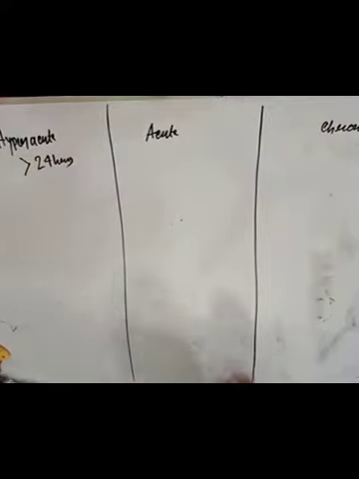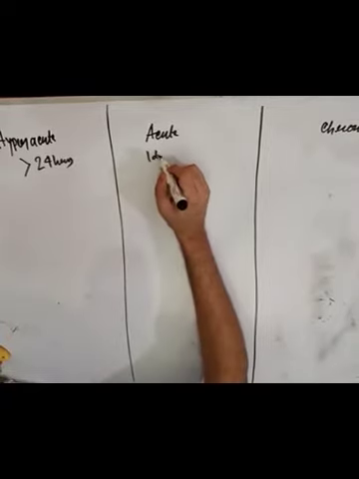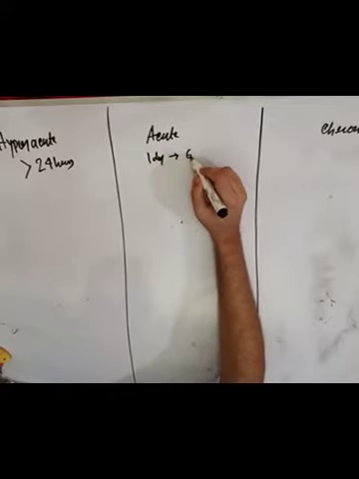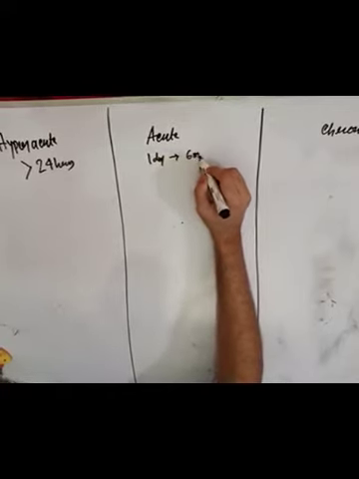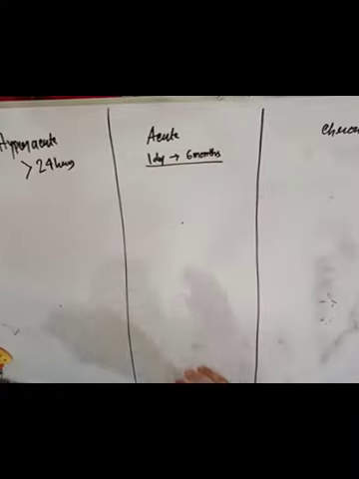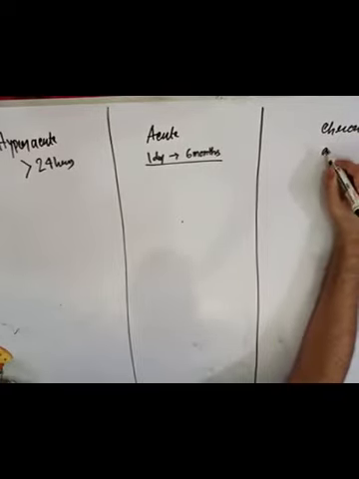The acute rejection takes place after the first 24 hours, 1 day, to 6 months. So it takes place within the first 6 months, and chronic rejection takes place after the first 6 months.